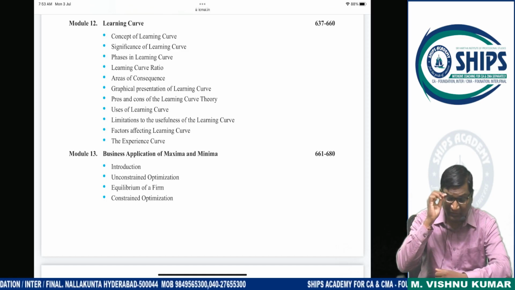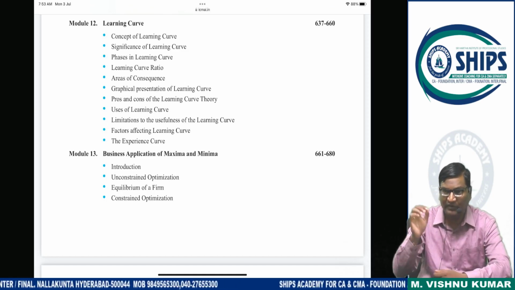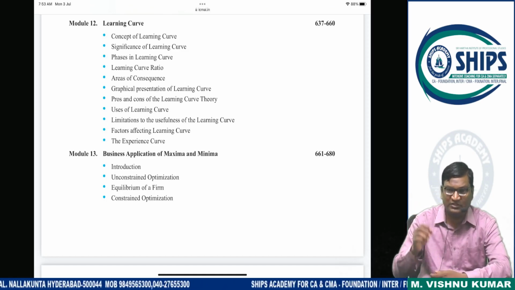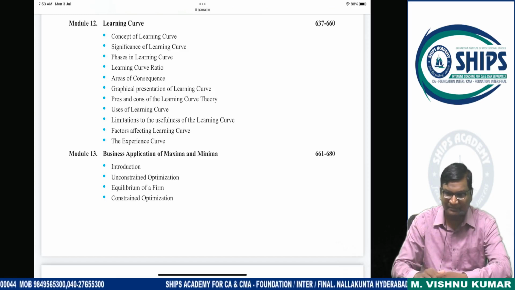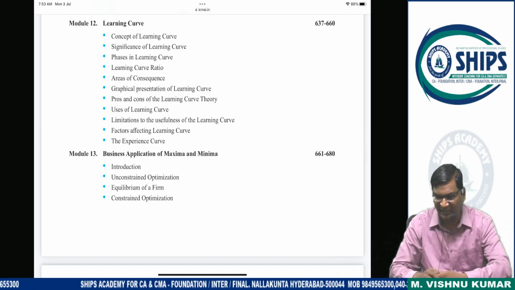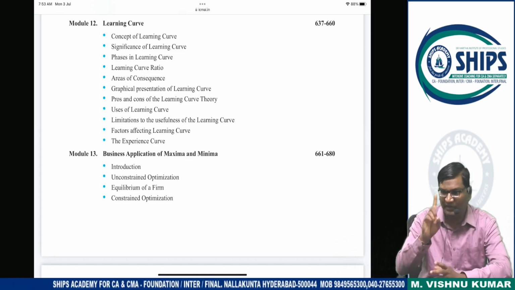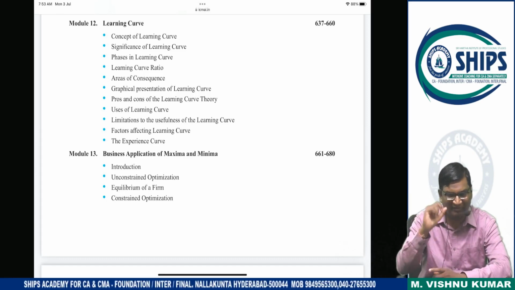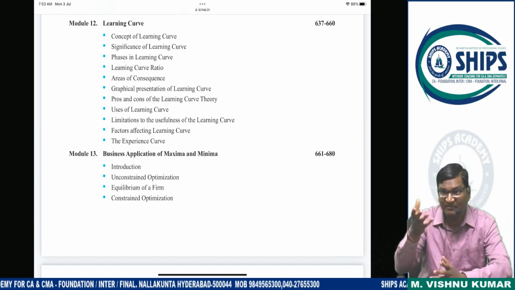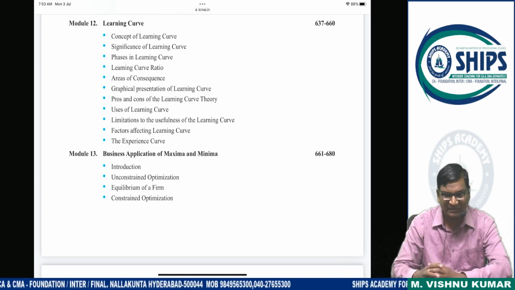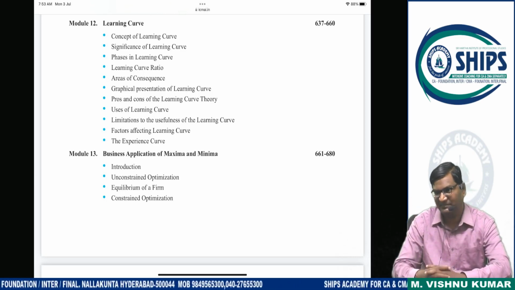So if an organization follows the learning curve theory, what will happen? Suppose I ask a student: if one laborer takes 1 hour for producing 1 unit, how much time will he take for producing 20 units? An intermediate level student will simply answer 20 hours. One laborer is producing 1 unit in 1 hour, so for 20 units, what is the answer? 20 hours. But this is without the learning curve.